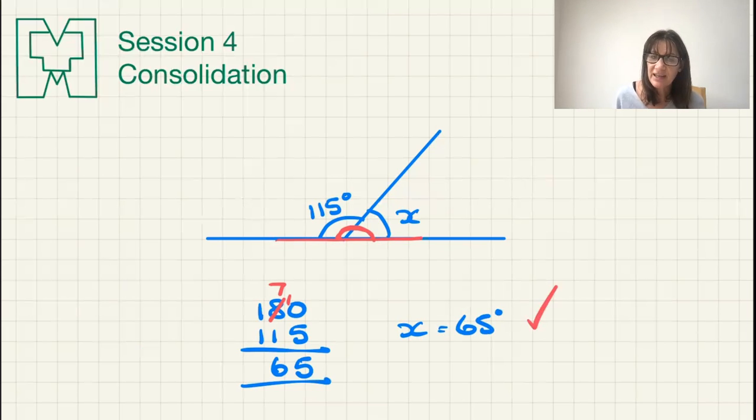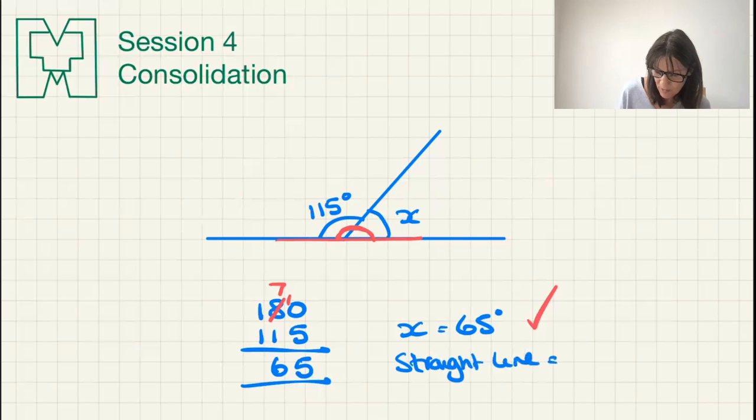Full marks. If you're asked a reason, it's really just explaining why you used 180. That's what they want to know. And so you would say straight line equals 180 degrees and you would get full marks. So it's not like you've got to write a massively long sentence or anything, but you've got to make it clear that straight line is 180. All right.